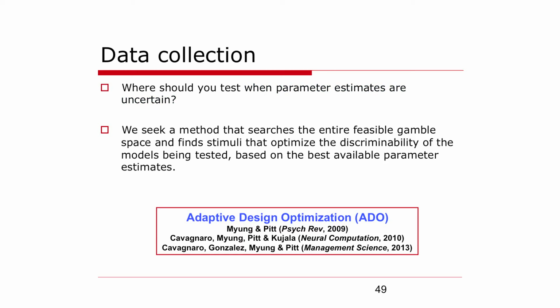This is where ADO can come in and be very helpful and handy. This is a method that we first published results on in 2009, and then Carbonaro came in around 2010-something and applied these ideas to the judgment and decision-making domain, and we have a few papers. We have another paper that is going to come out in the Journal of Risk and Uncertainty. So that's the JDM application of ADO.